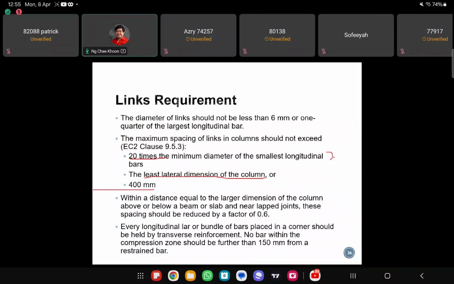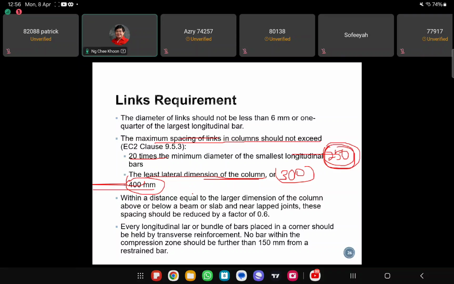So let's say from here you calculated 250. And the least dimension of the column is 300. This 400 is fixed. So the maximum spacing of the links should not exceed the smallest of these. If you use 400, then you exceed 250, so you cannot. If you use 300 also, you exceed 250 already. So this 250 will be the governing link spacing, right?